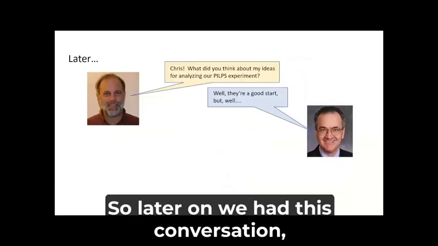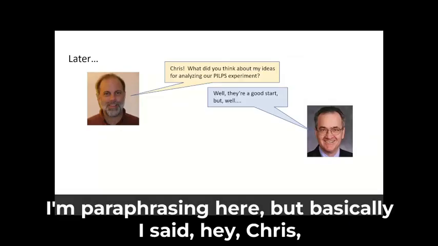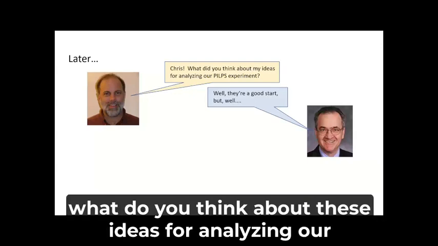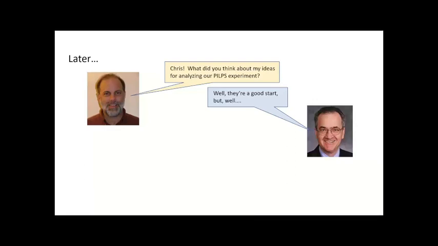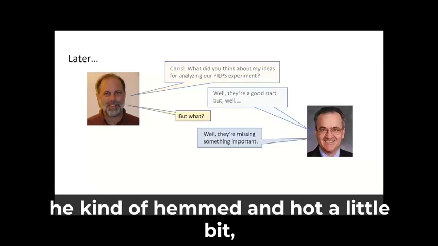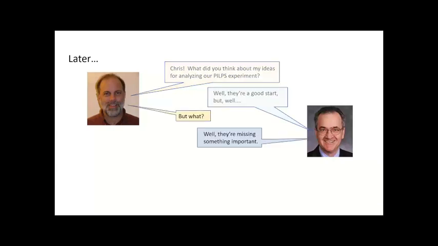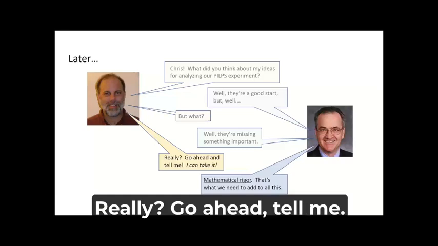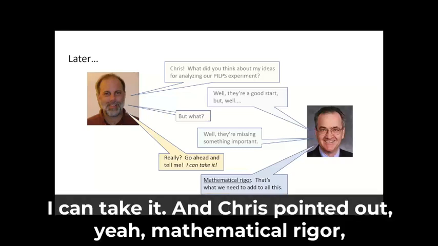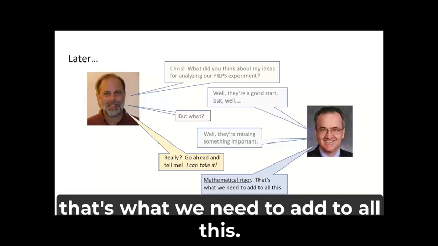So later on, we had this conversation. I'm paraphrasing here, but basically I said, hey, Chris, what do you think about these ideas for analyzing our experiments? And he said, well, they're a good start, but, well, he kind of hemmed and hawed a little bit. I said, but what? Well, they're missing something important. And, you know, naturally my spirit sank a little bit. Really? Go ahead. Tell me. I can take it. And Chris pointed out, yeah, mathematical rigor. That's what we need to add to all this.